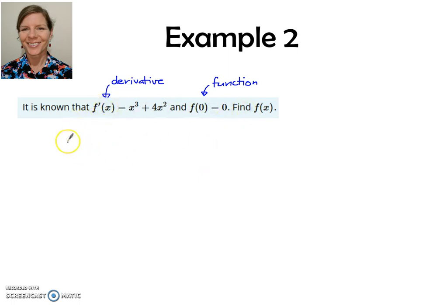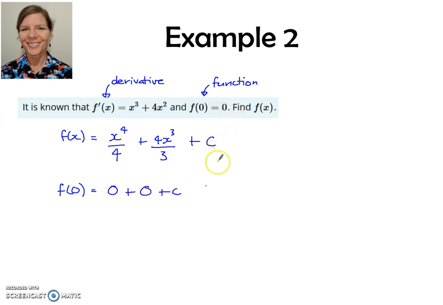Okay, so let's anti-differentiate first. So f of x must be, now increase the power by 1, divide by the power, okay, plus increase the power by 1, divide by that increase, plus c, don't forget plus c, and then use this point to substitute into here and solve. Now you should be able to see that if you let x equal 0, that's just going to be 0 plus c, and we're told that that equals 0, therefore c equals 0.